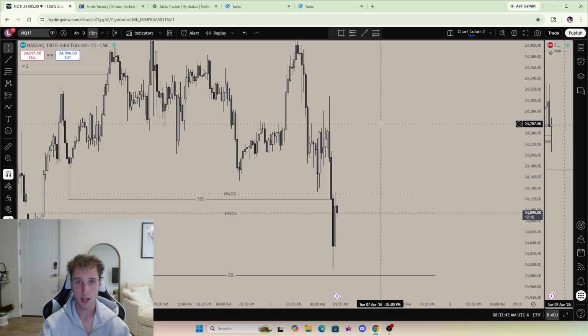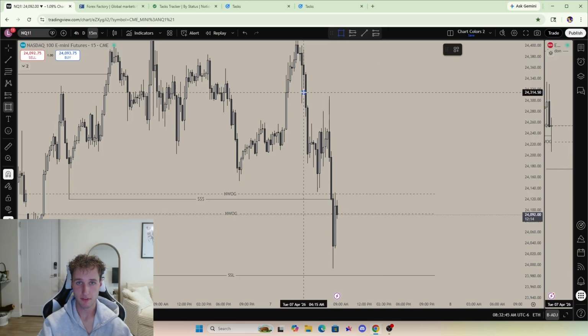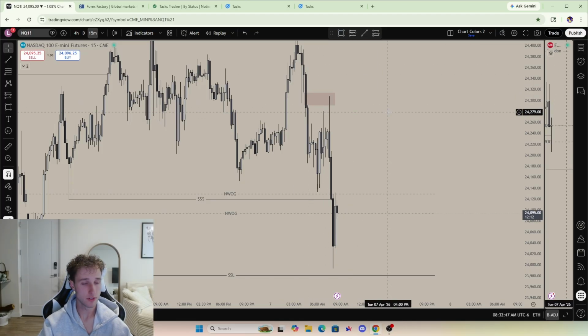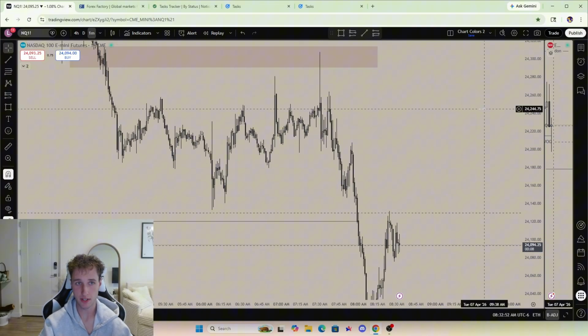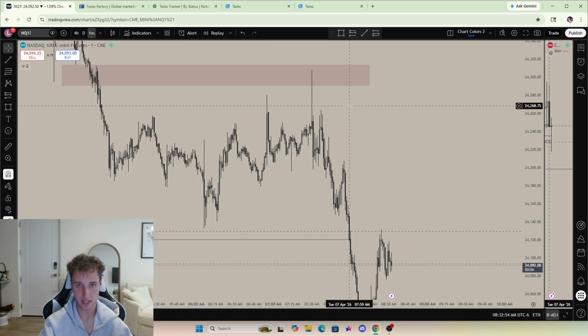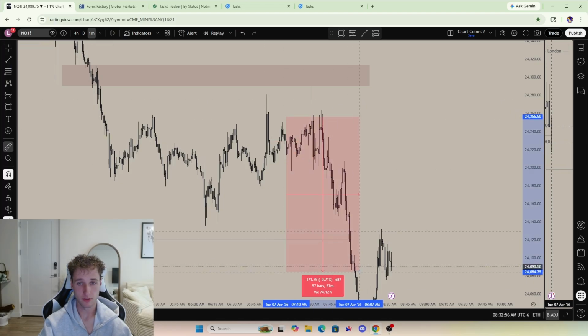So if we scale down to the 15-minute, what did I want to see coming into market open? Well, we had this unfilled 15-minute fair value gap above us right here that I wanted to see get tapped, because we tapped it at market open, and this internal high get taken to possibly target and look for shorts.